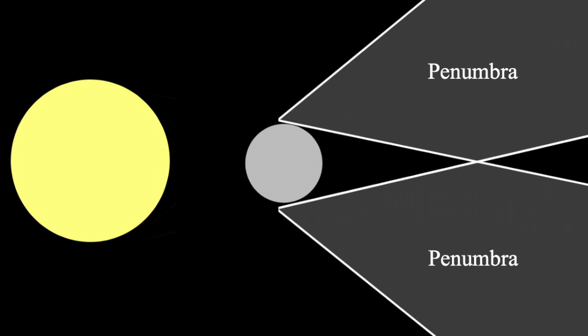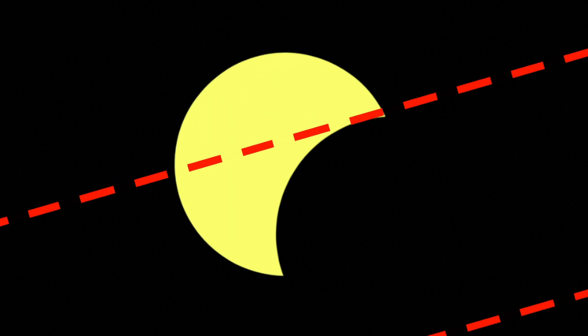A partial solar eclipse, on the other hand, can be observed by people within the penumbral shadow. When viewing this phenomenon, the moon will appear to cover only part of the sun, never intercepting the sunlight entirely.